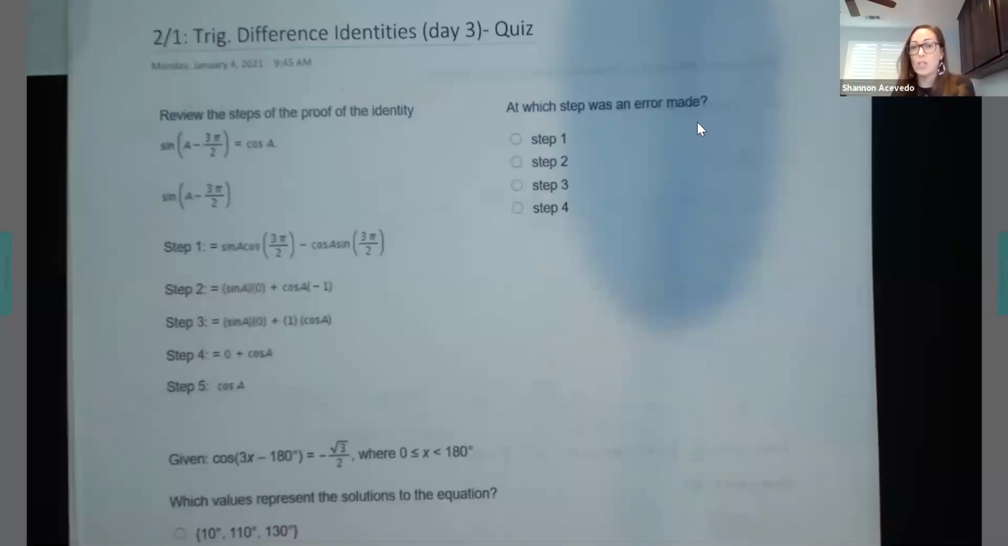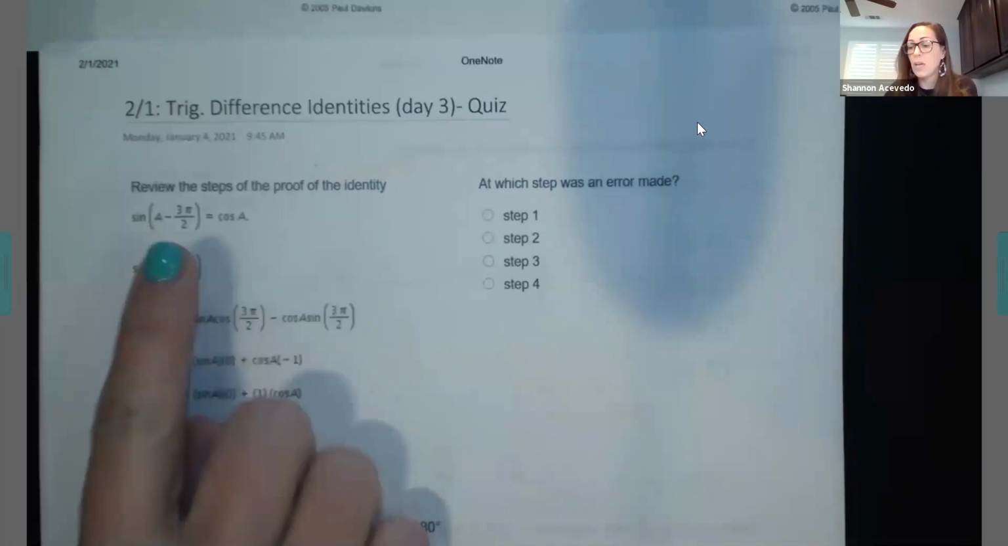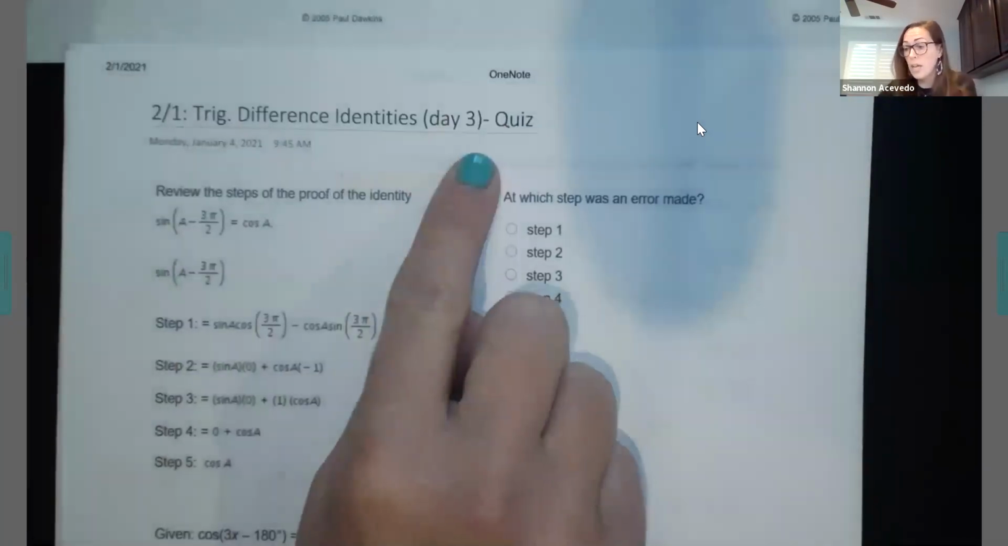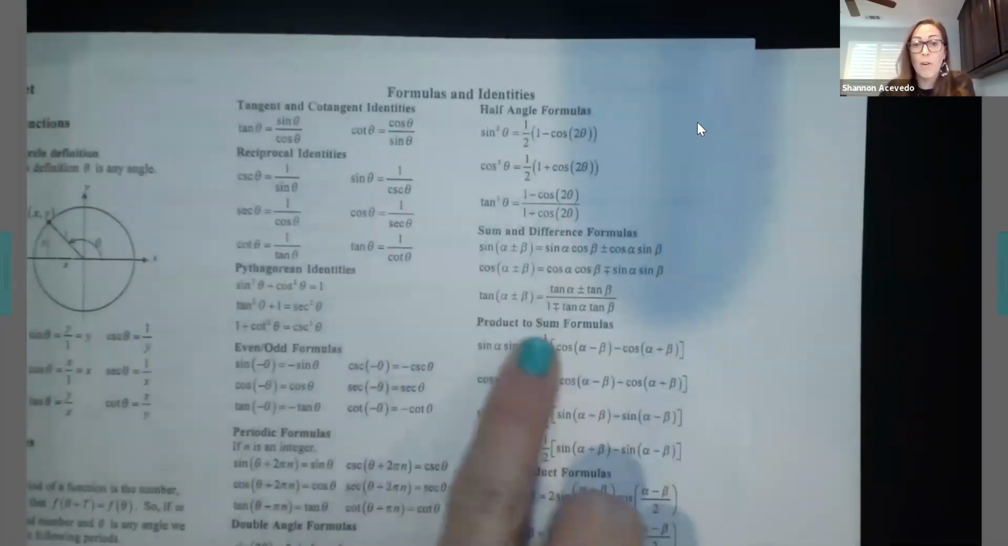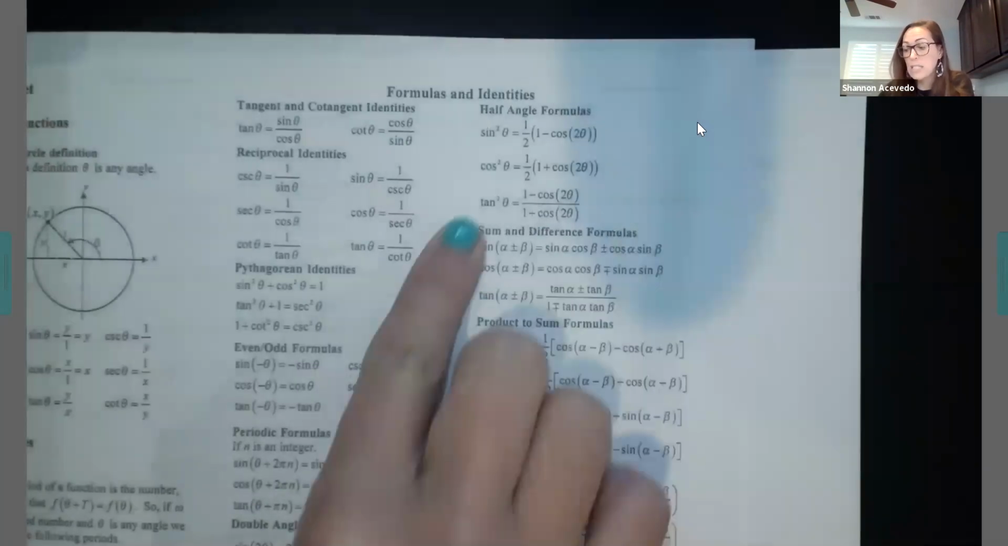Okay, so we're going to be doing day 3 of our quiz. Again, formula sheet, formulas I'm going to be going to. This is the sheet that I told you guys to print. So sum and differences, we're focusing strictly on the differences right now.